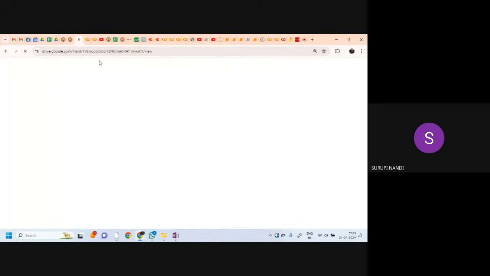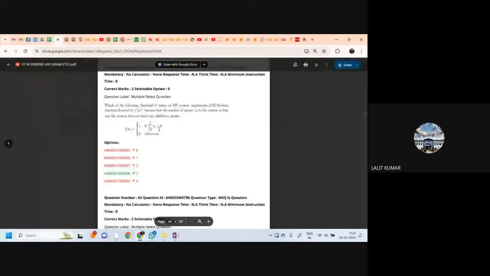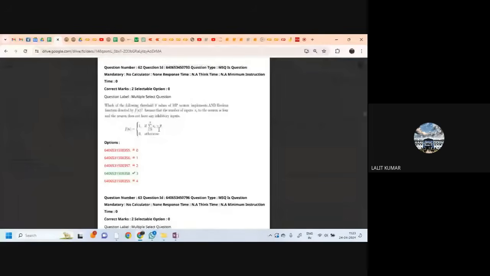Let's see the question. Which of the following threshold theta values of the MP neuron implements which Boolean function? Assume that the number of inputs excited to the neuron is 4 and it is only greater. If it would have been greater than or equal to, then it would have become 4, but it is greater only, so it is 3. So we have to focus on the sign which is given.